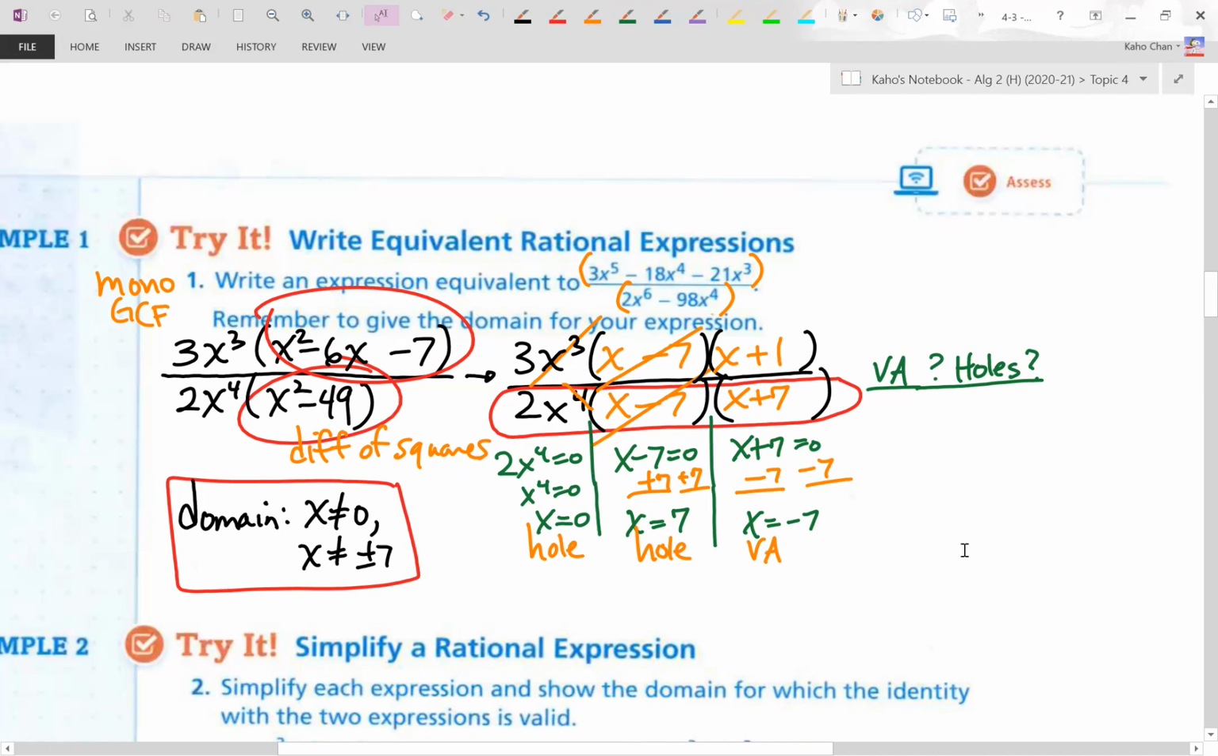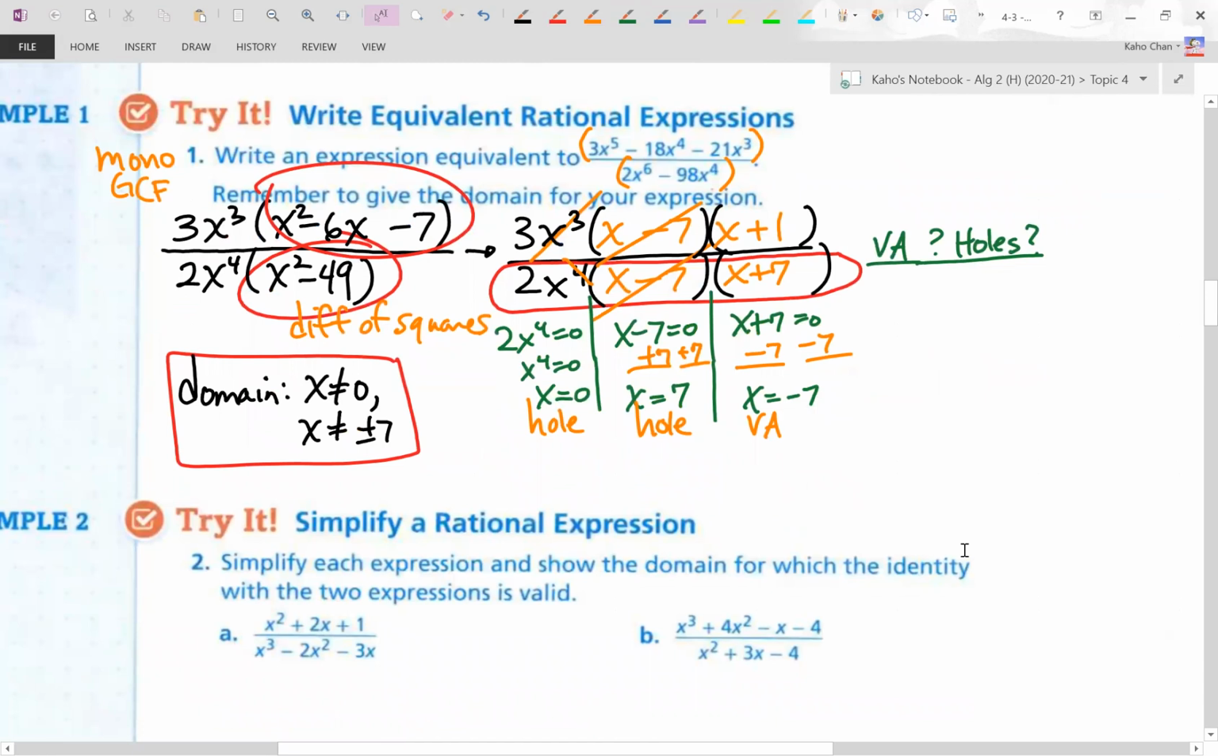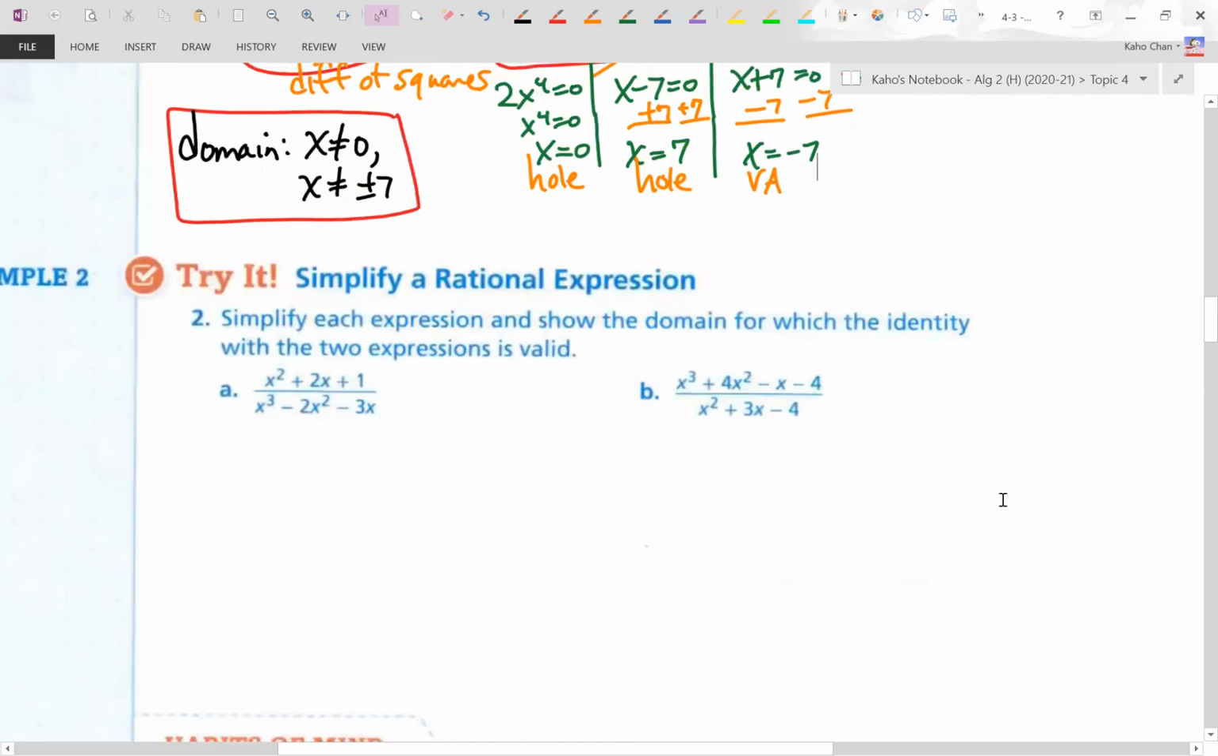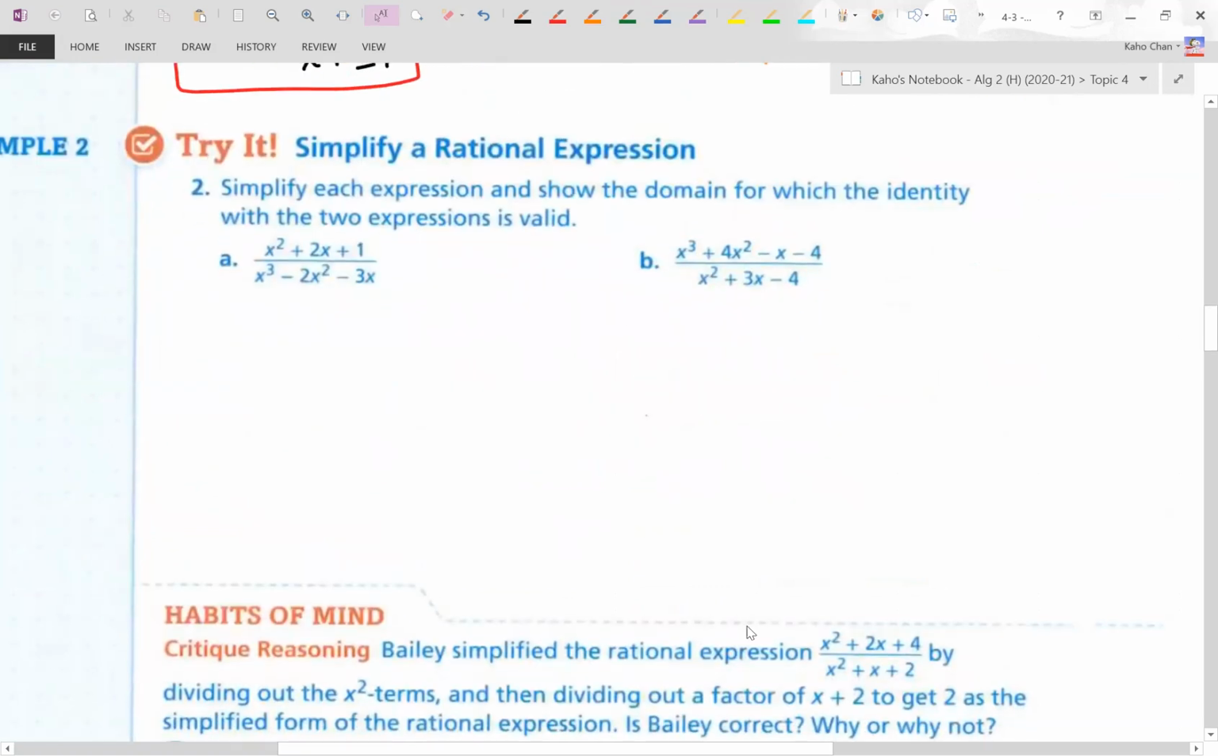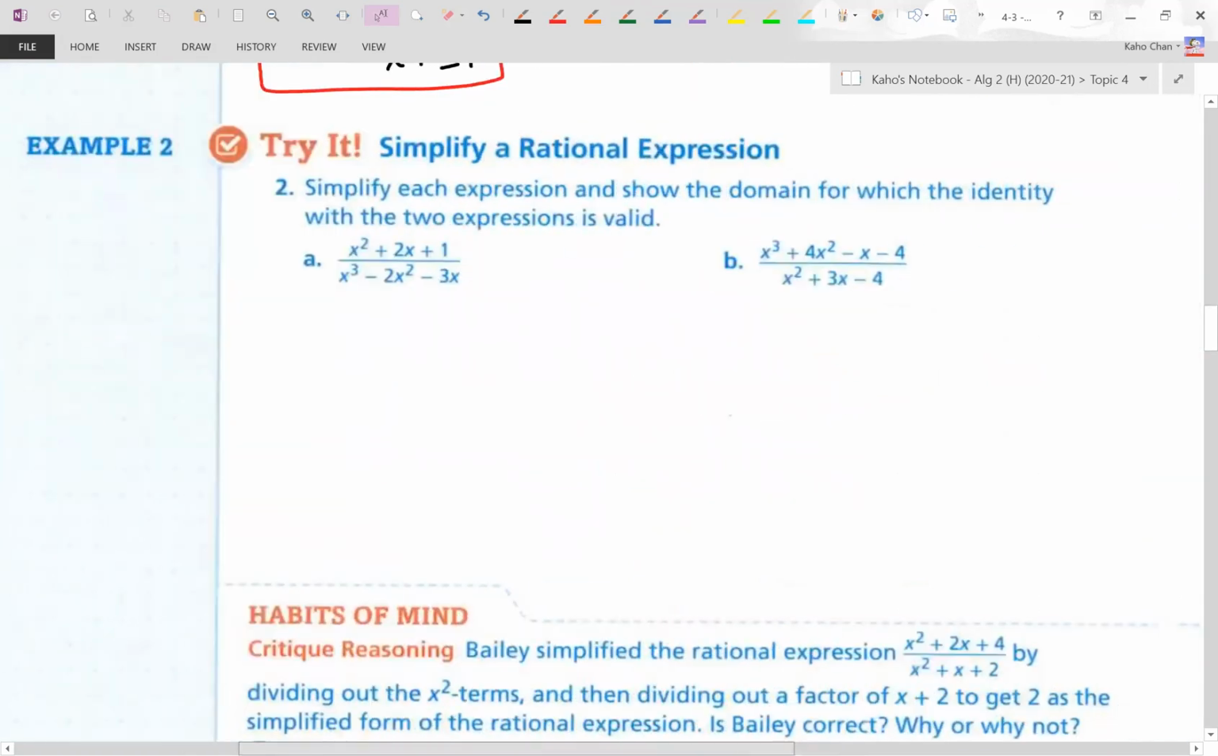All right, let's try another one. Ooh, if you need to take a break, please do so. More factoring on the way. Let's try example 2a next. Here we go. Okay, simplify each.